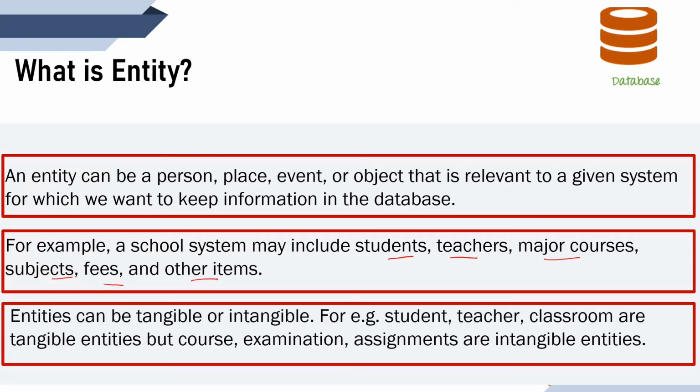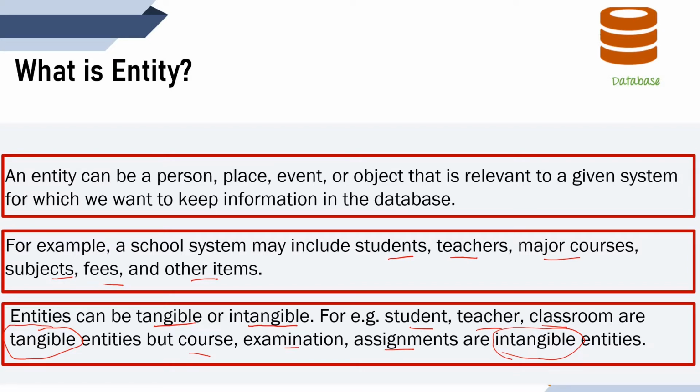But don't think that entities are only tangible. Entities can be sometimes tangible, sometimes intangible. Like student, teacher, classroom, they are actually existing. So they are tangible entities. But course, examination, assignments, they are called intangible entities because they don't have physical existence, but they have conceptual existence. Understood? So entities can be tangible or intangible.